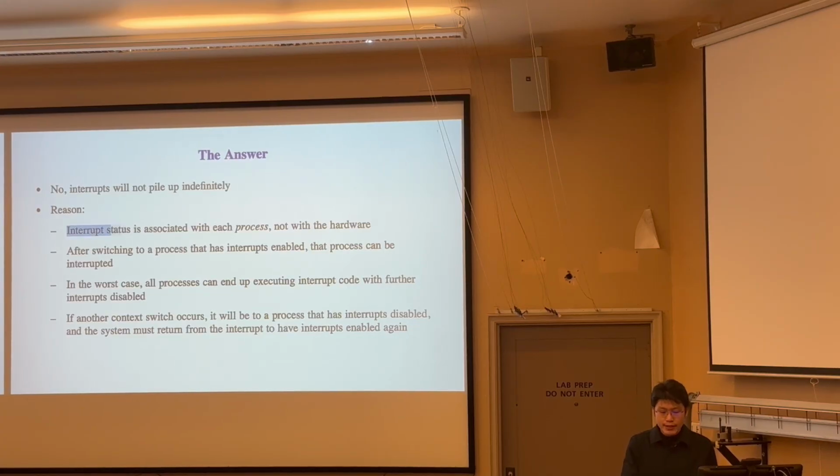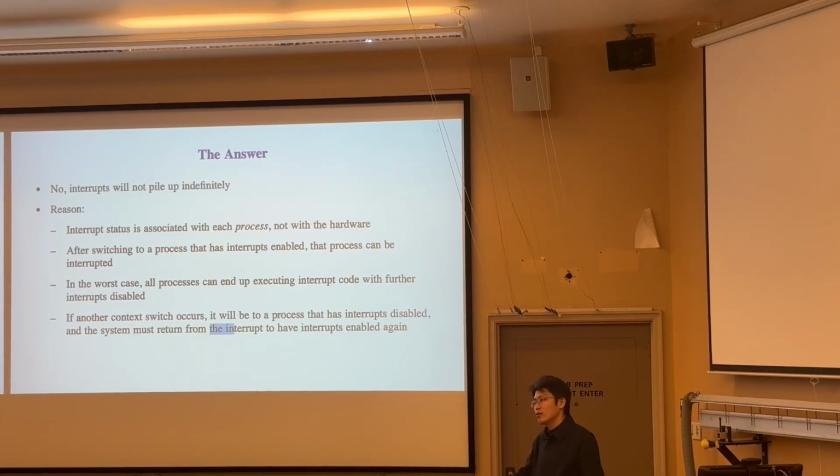So the interrupt status is associated with each process, not with the hardware. After switching to a process that has interrupts enabled, the process can be interrupted. But when it's interrupted, it will disable the interrupts, because the interrupt handler's first step is to disable the interrupts. In the worst case, all processes will end up executing interrupt code with interrupts disabled. And if another context switch happens, it will be to a process that has interrupts disabled, and the system must return from an interrupt to have interrupts enabled again. So the interrupts cannot pile up indefinitely.